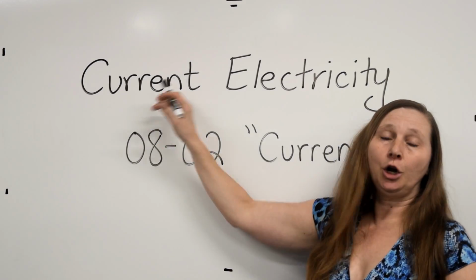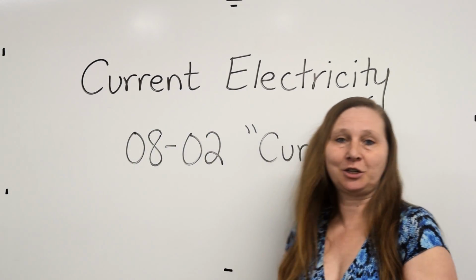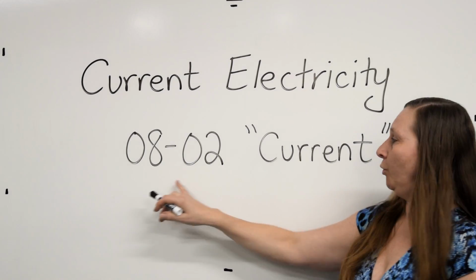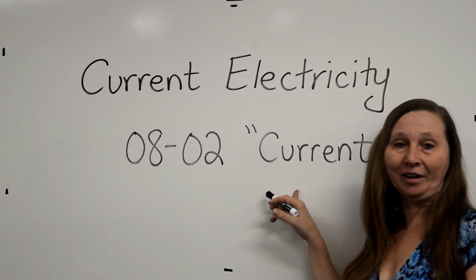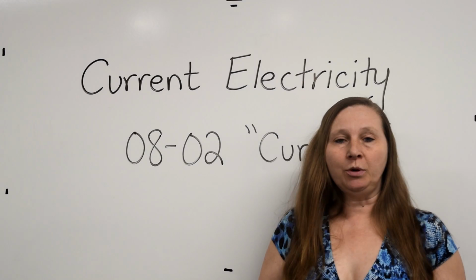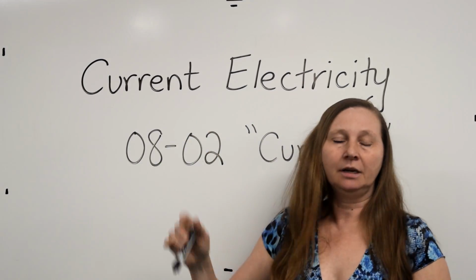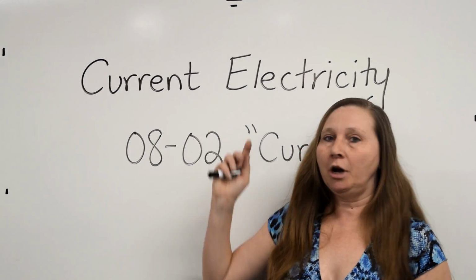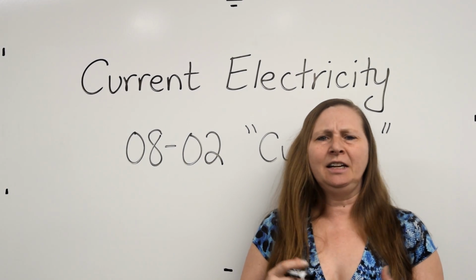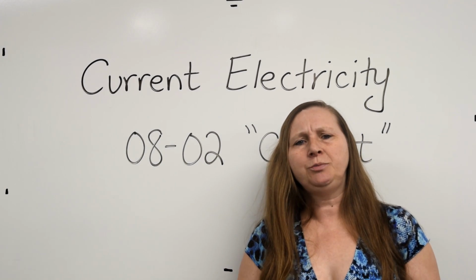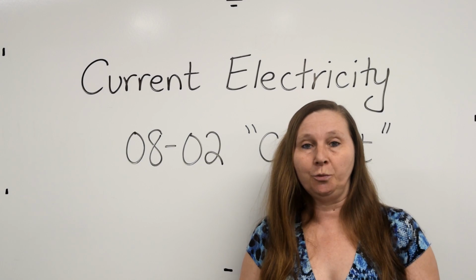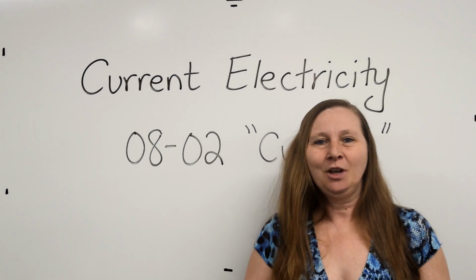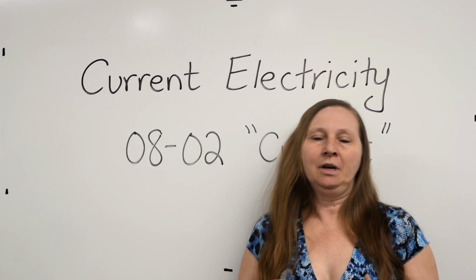Topic 8, current electricity, in the Regents Physics curriculum. This section, 8.2, is called current. Now, to distinguish the previous topic, electrostatics, from current electricity, I'd like to say that in electrostatics, the electrons pretty much did what they wanted to do. In current electricity, we kind of tame the electrons.